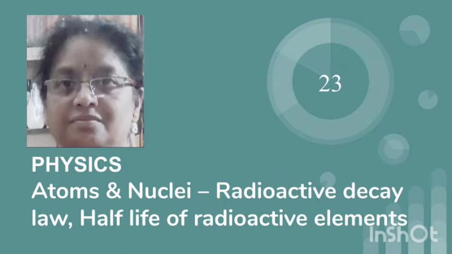When we talk about instability of an atom, it means the nucleus is in an unstable state, and by emitting radioactive rays, it achieves stability.